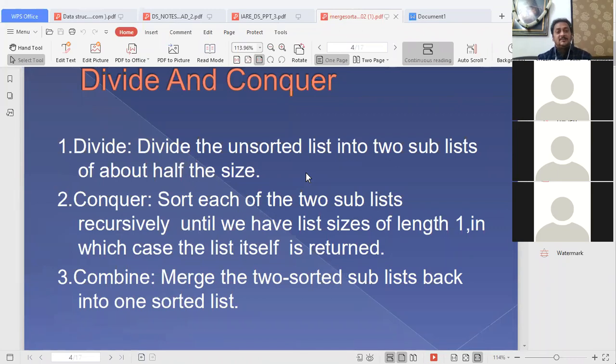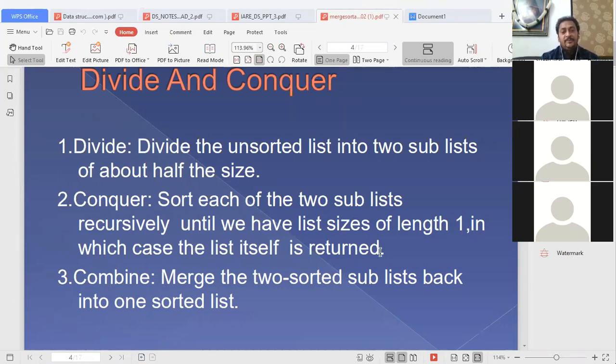Already we have discussed that if 9 different elements are there, the first subarray may contain 5 or 4, and the second may contain 4 or 5, the remaining elements. Not exact; we are not supposed to divide exactly by 2. The first n by 2 may be less than the second n by 2. Next, conquer: sort each of the two sublists recursively until we have a list of size 1, in which case the list itself is returned.